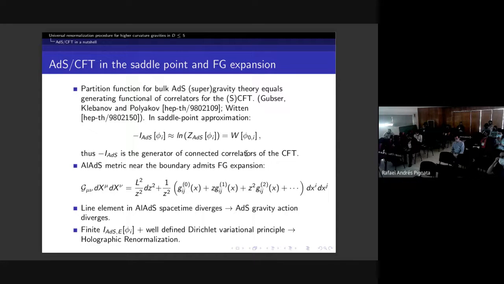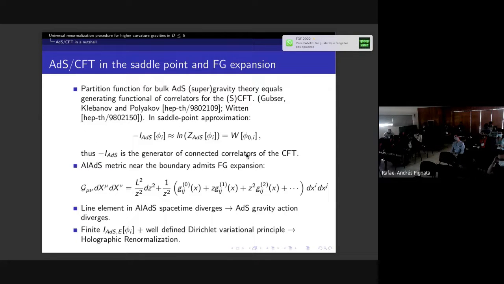So this is the metric near the conformal boundary, near z equal to 0. It is interpreted, for instance, as the external source of the energy momentum tensor of the field theory. And for instance, other boundary values of other fields are interpreted as the holographic sources of the associated operators in the field theory. Okay, so this is the setup.